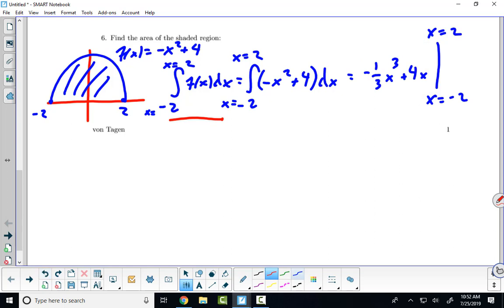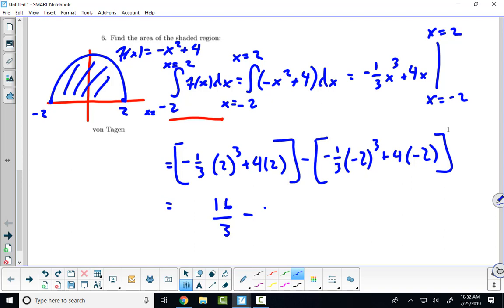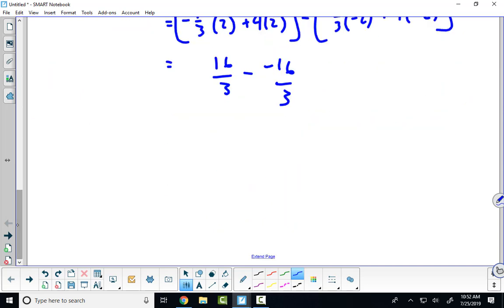So this is equal to, let me come down here where I can compute it, minus 1/3 times 2 cubed plus 4 times 2, minus parentheses minus 1/3 times minus 2 cubed plus 4 times minus 2. Well, let's see here. If I do this, it'd be 8. I'm cheating. This comes out to be 16/3 minus a minus 16/3. Folks, to be honest, I didn't really just compute those. What does that give me?